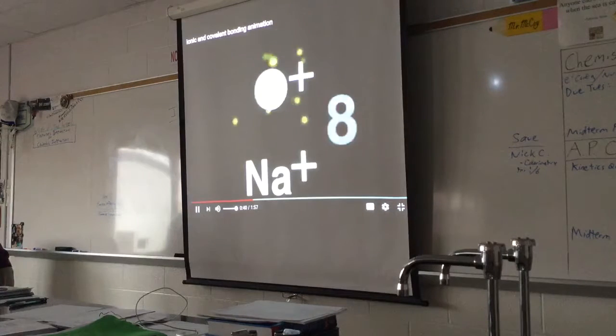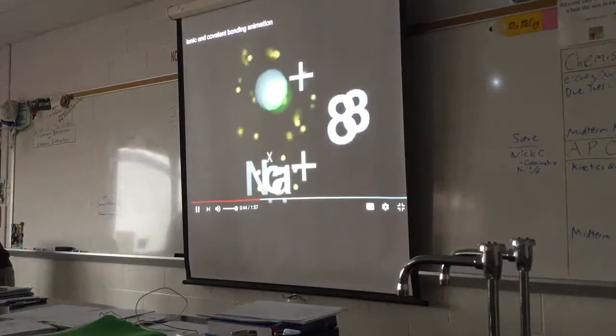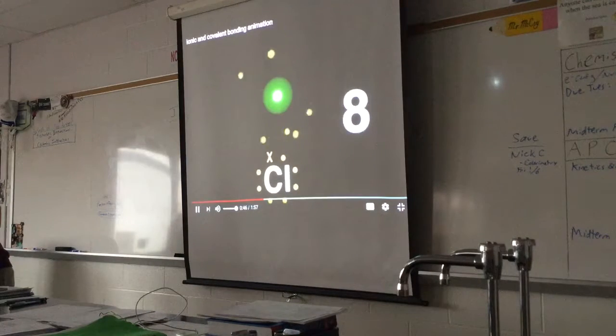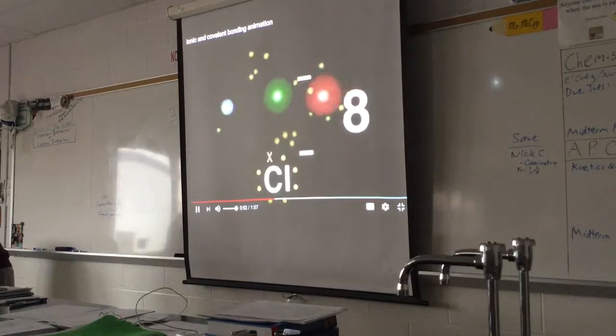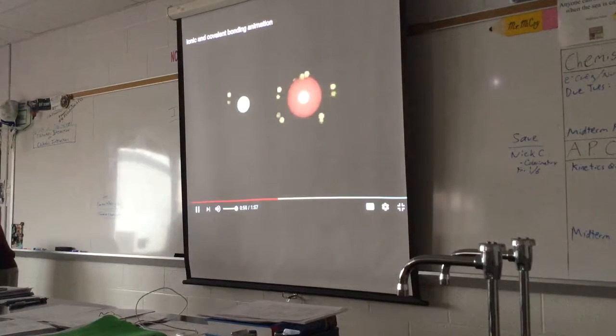The energy level below now provides sodium with its stable octet. The extra electron completes a stable octet for chlorine, which becomes a negatively charged chloride ion. Covalent bonding occurs when neither atom has sufficient strength to completely remove the other atom's electrons.